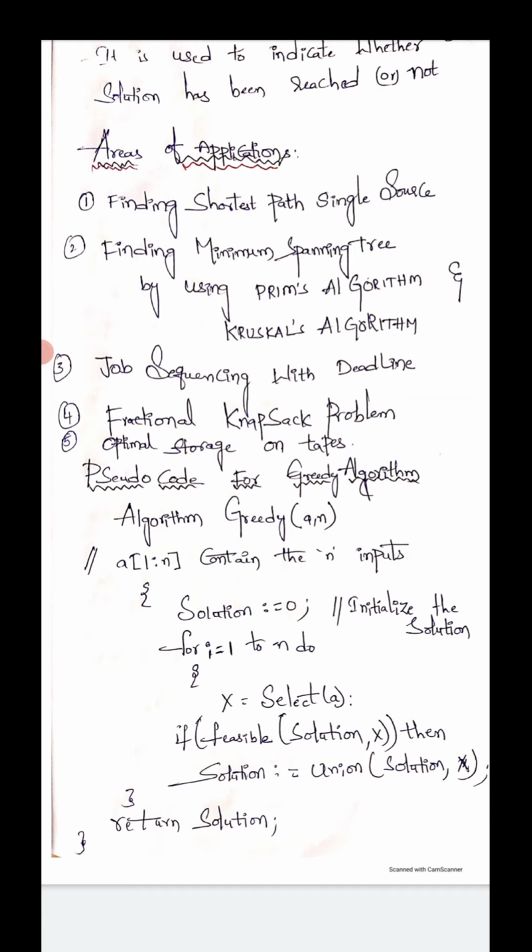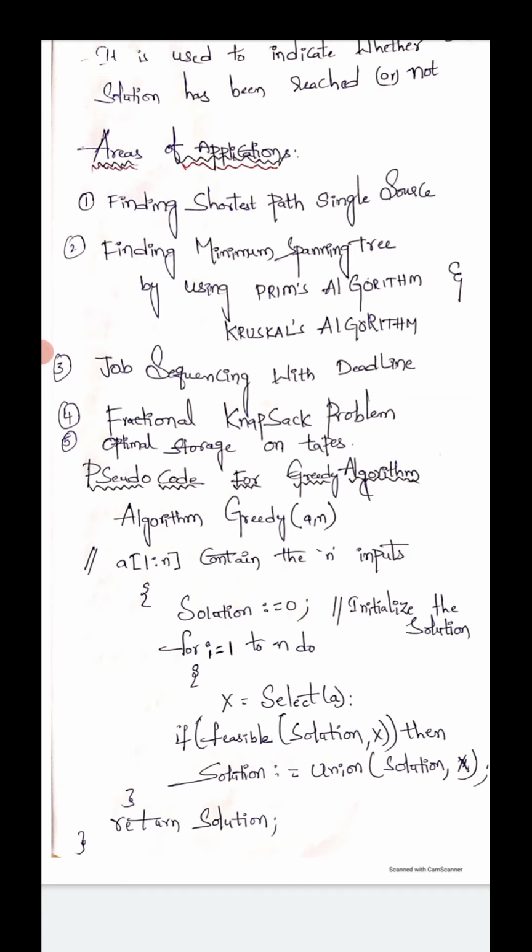Here, feasible is a Boolean-valued function, that is, true or false, that determines whether x can be included in the solution vector. The function union combines x with the solution and updates the objective function.